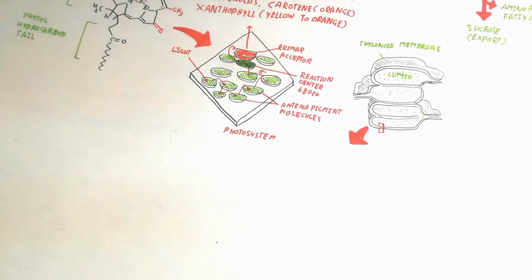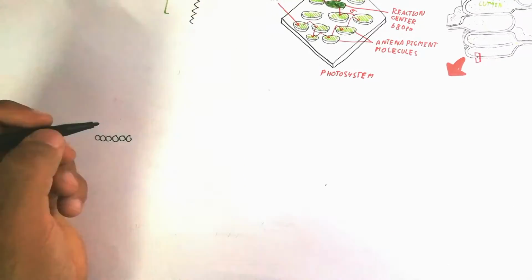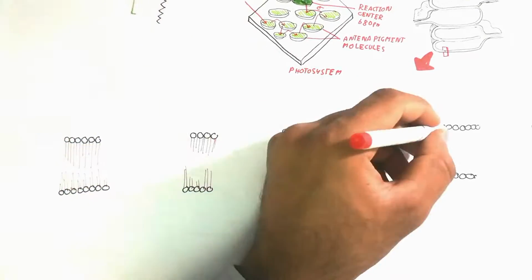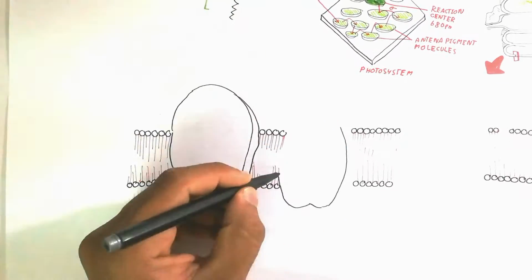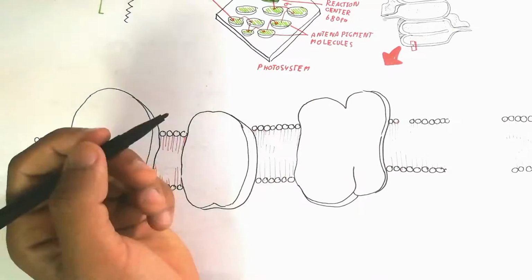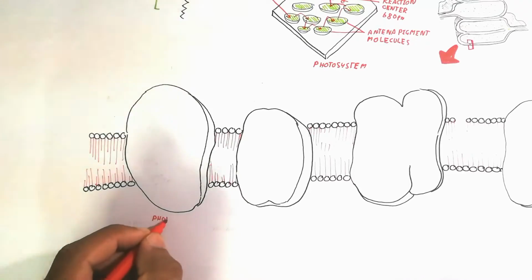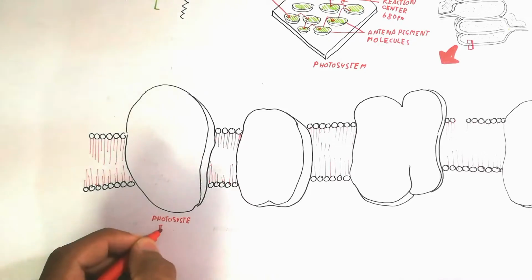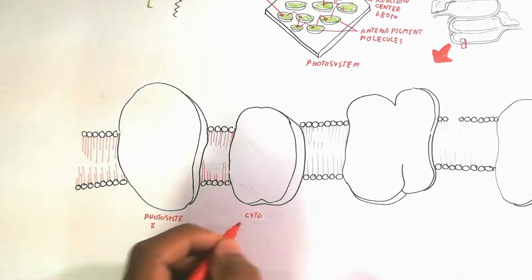So the thylakoid membrane contains the lumen, and here is the membrane of the thylakoid. The thylakoid membrane contains different types of enzymes and different proteins, globular proteins, which are present in the form of channels, used for moving the electron from photosystem 1 to photosystem 2, and many enzymes are also present.